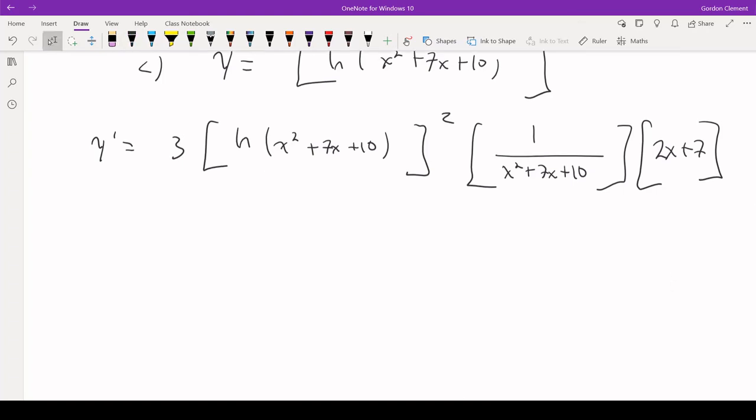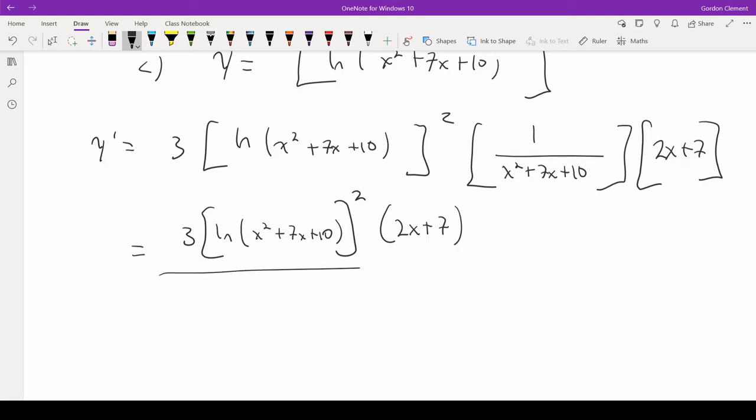So I'm going to clean that up a bit. I have a 3, I have log of this great big mess squared, and I have 2x plus 7 on top, and I have x squared plus 7x plus 10 on the bottom. And in fact, why don't we factor that right away and get x plus 5, x plus 2 on the bottom. So there we have it.